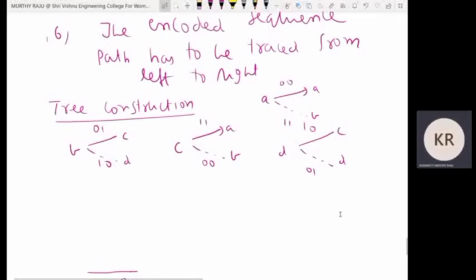Generally, we use a state diagram to construct this code tree, and also, with the help of these signal flow diagrams, we construct the state diagram.